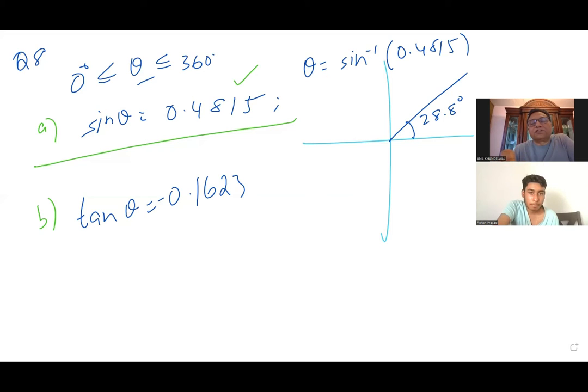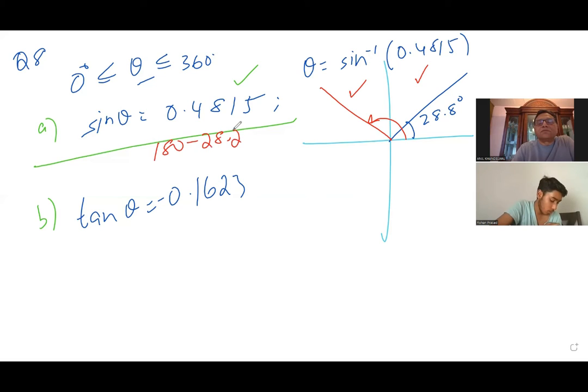And sine is positive in two quadrants, correct? Yeah, so it should also be 28.8 degrees in quadrant 2, 180 minus 28.8, which is how much? 151.2 degrees. Correct. So you have to report both the angles. Is that clear? Yes, sir.